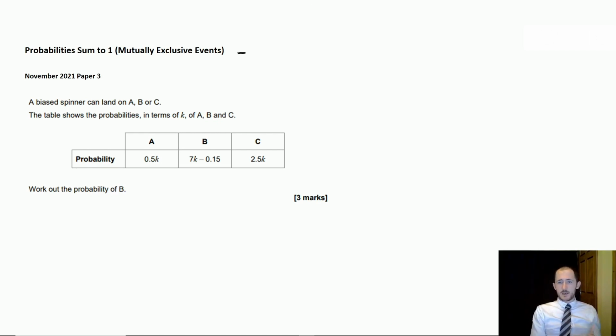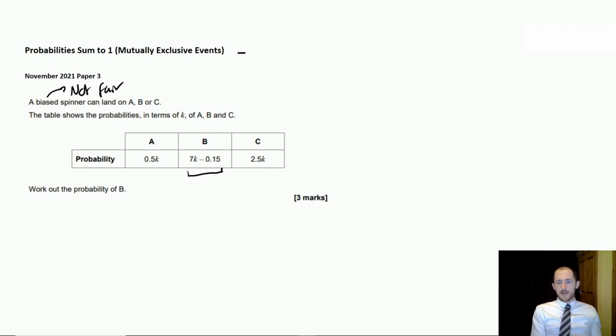Okay, so again, this is from the 2021 paper, it's paper 3. So a biased spinner. So biased means that it's not fair. So all probabilities are different. It can land on A, B, or C. It gives us in terms of k, probability A, B, and C. It says work out the probability of B. Problem is, we don't know what k is.